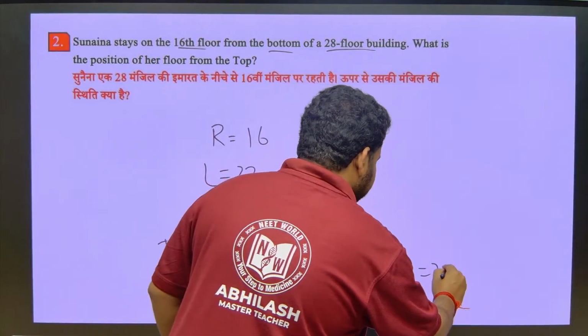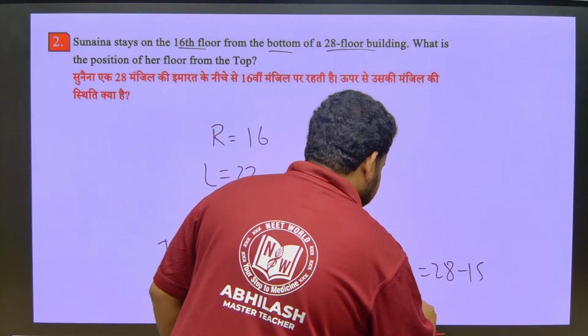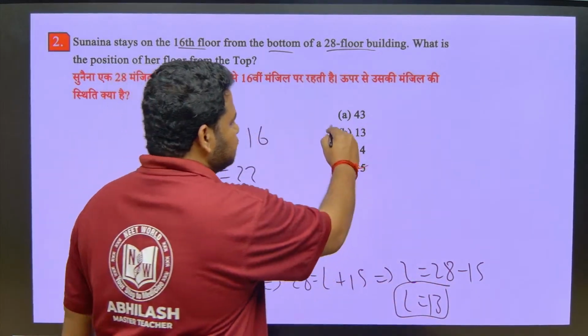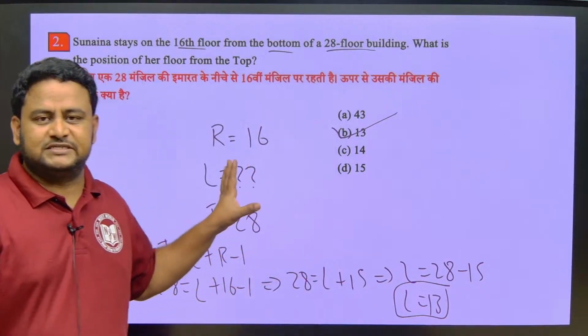L is equal to 28 minus 15. So L is equal to what? 13. So L is equal to 28 minus 15, that is 13. That is option B, the right answer, friends.